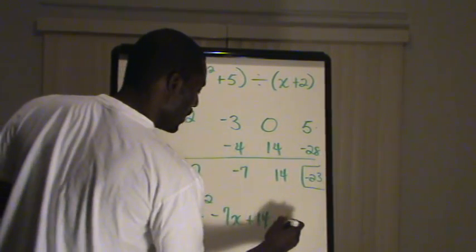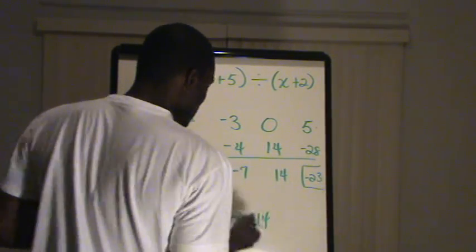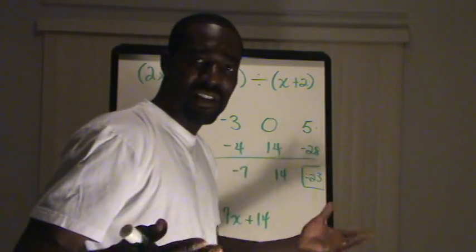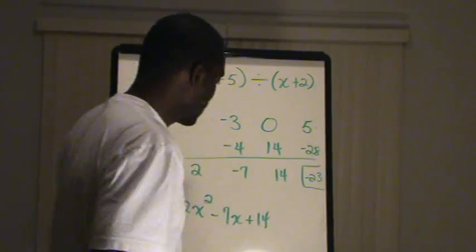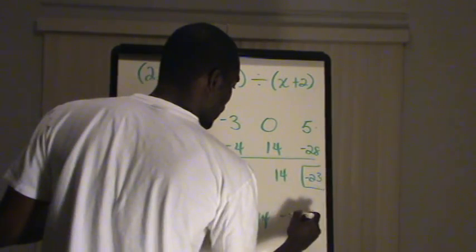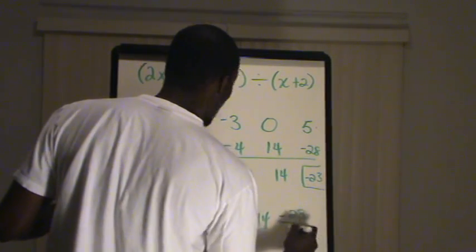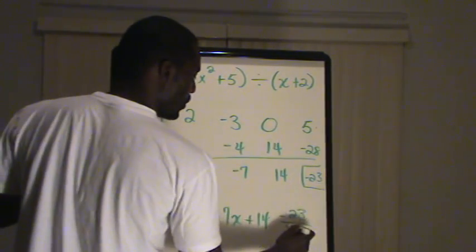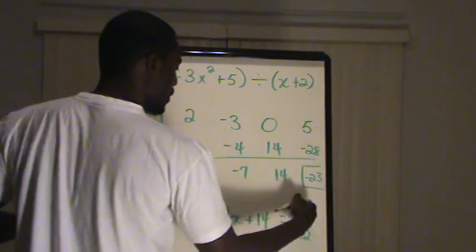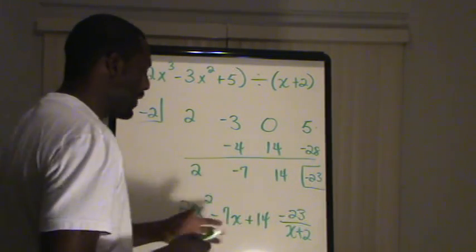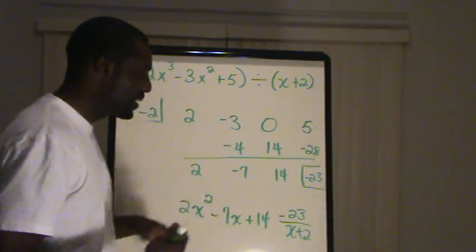Plus 14. And we actually write this, so some of the answer choices might just say remainder of negative 23. If it doesn't, typically we write negative 23 over x plus 2, whatever we were dividing by. So it really just depends on how the answer choice is here. And that's synthetic division.